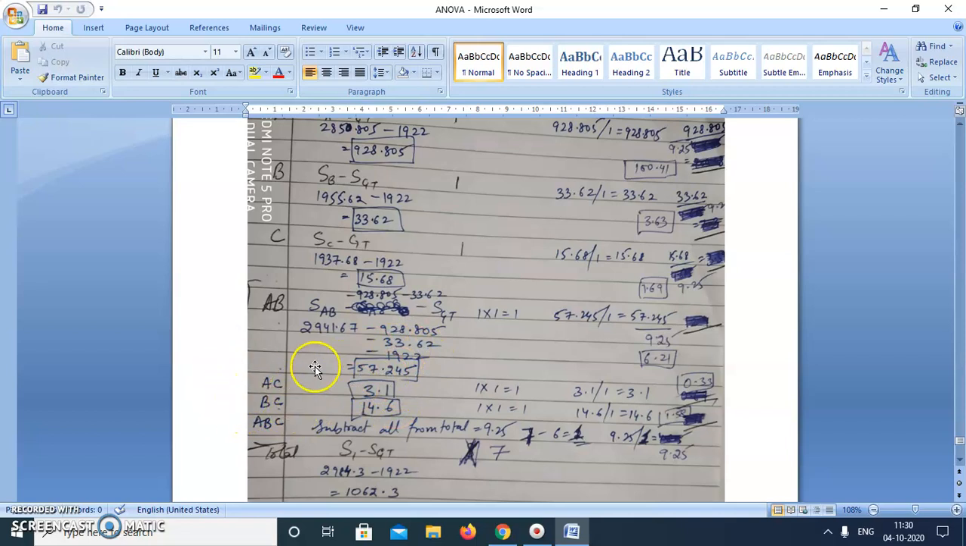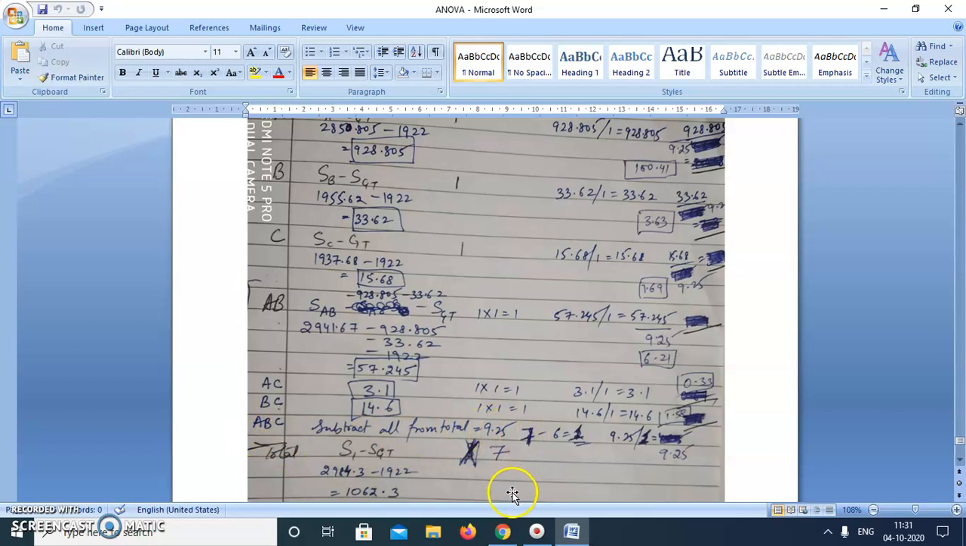Similarly for the interaction effect of AC, and from SBC, we need to subtract effect of B and effect of C and grand total. So we'll get these two readings, and for the total variation, we'll subtract S grand total from S1 and we'll get these readings. And after subtracting all these readings from the total, we'll get the reading for ABC.